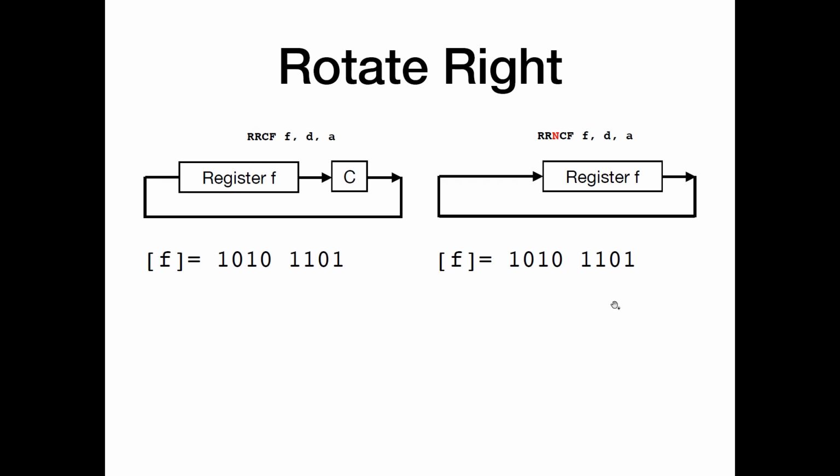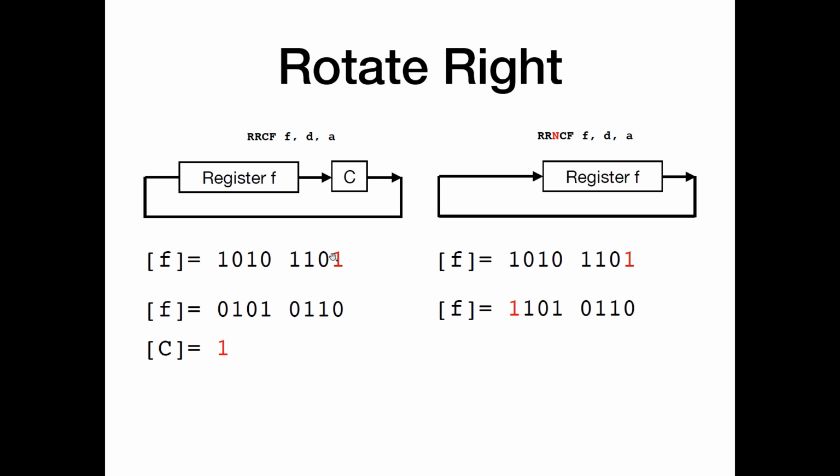The other two instructions for the rotate are rotate right. It's exactly the same, but the shift orientation is to the other side now. These are the same examples, and you can see that now I'm rotating to the right. So this particular bit will get pushed out, and it will be captured by the C.